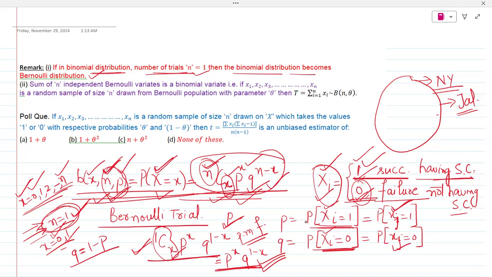The probability of success. Okay, so for example, I was giving you this one that if someone is having a sports car, here what's the probability P, the probability of success? Actually, it will be the probability that a citizen of New York has a sports car.